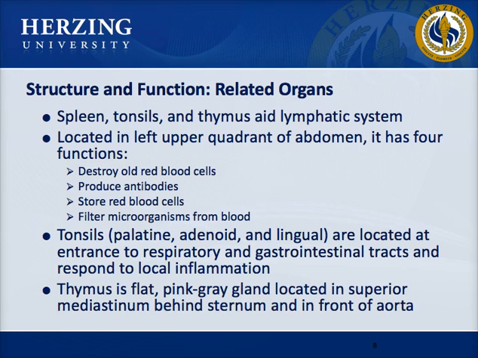The palatine, adenoid, and lingual tonsils are located at the entrance to the respiratory and gastrointestinal tracts. They respond to local inflammation. The thymus, located behind the sternum in the mediastinum, develops T lymphocytes in the immune system in children, but atrophies after puberty.